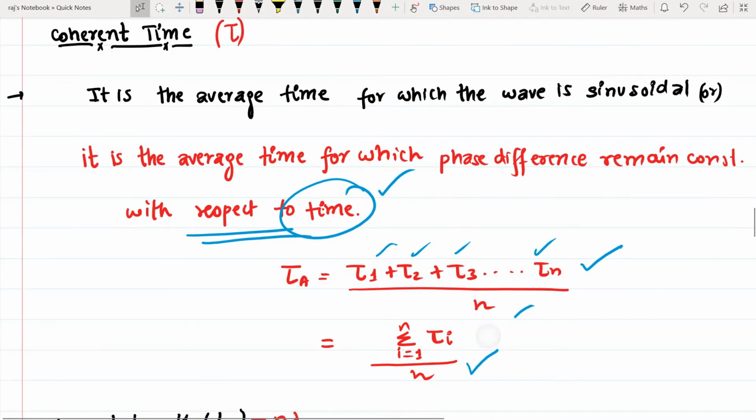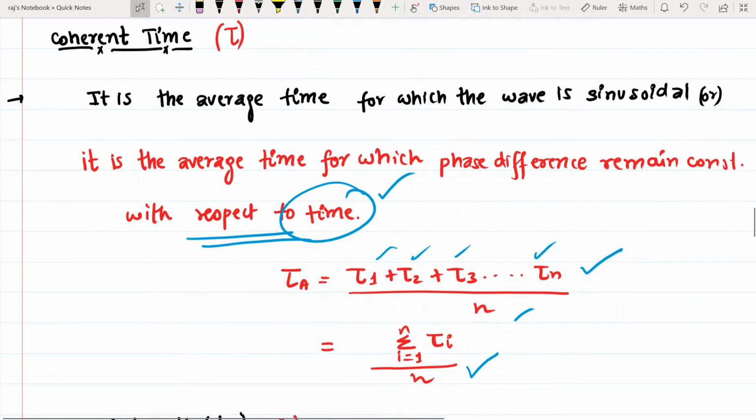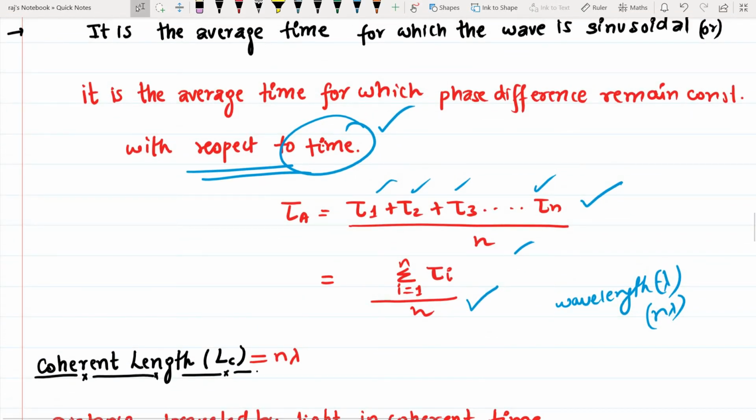Now let's talk about coherence length. Whenever you are talking about length in the case of a wave, what comes into the picture is wavelength lambda. Wavelength lambda represents the length. Now if you have n number of waves, then it will be n lambda. If we represent coherent length by LC, then we can write LC is equal to n lambda.